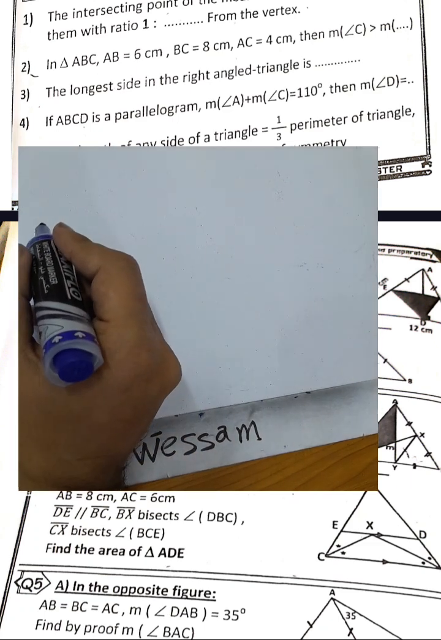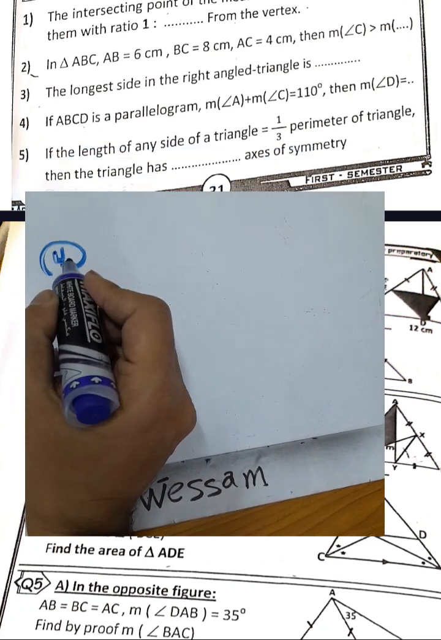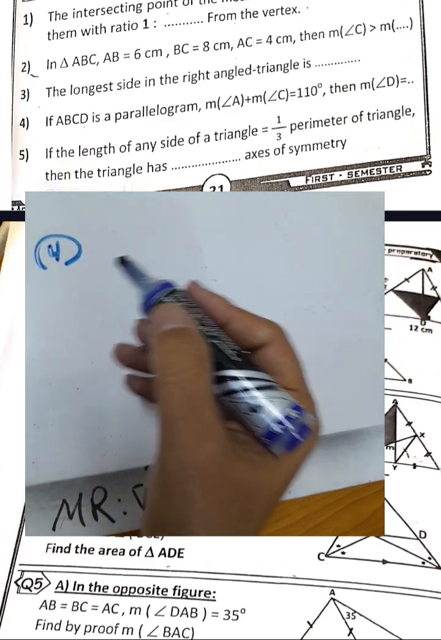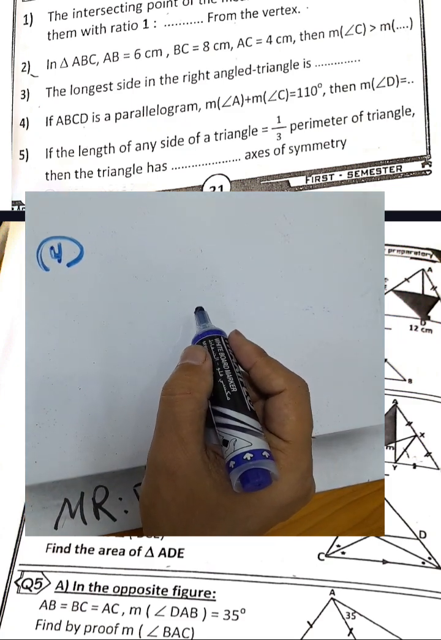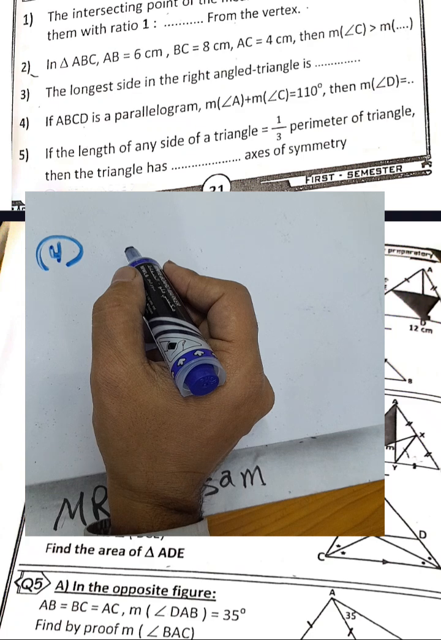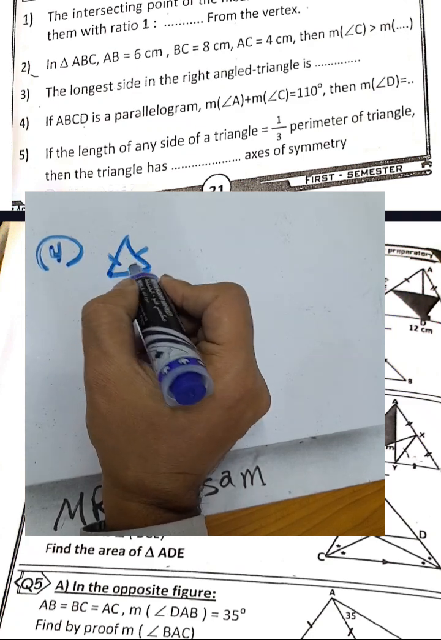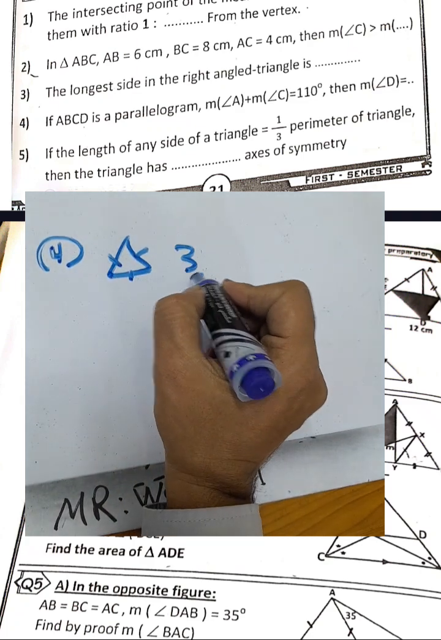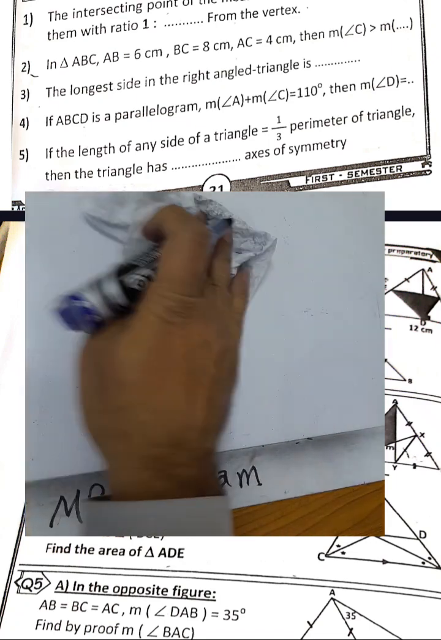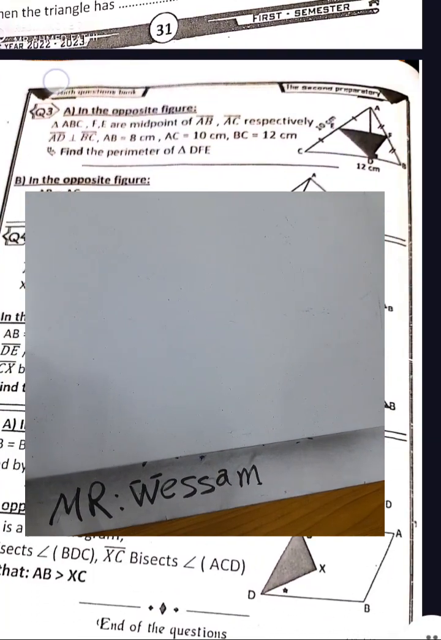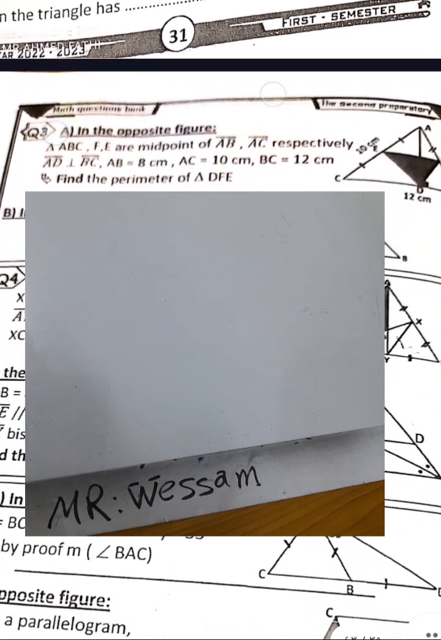Question number 5. If the length of each side of a triangle is a third of the perimeter of the triangle, then this triangle has 3 axes of symmetry. Okay, because it will be an equilateral triangle. It has 3 axes of symmetry.